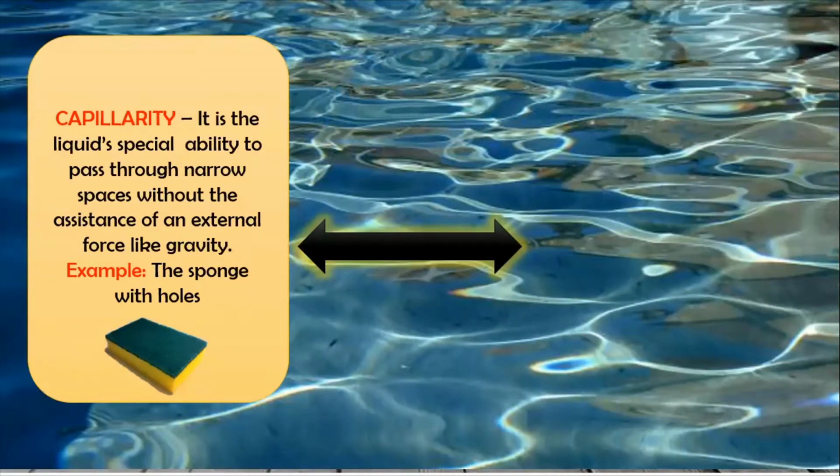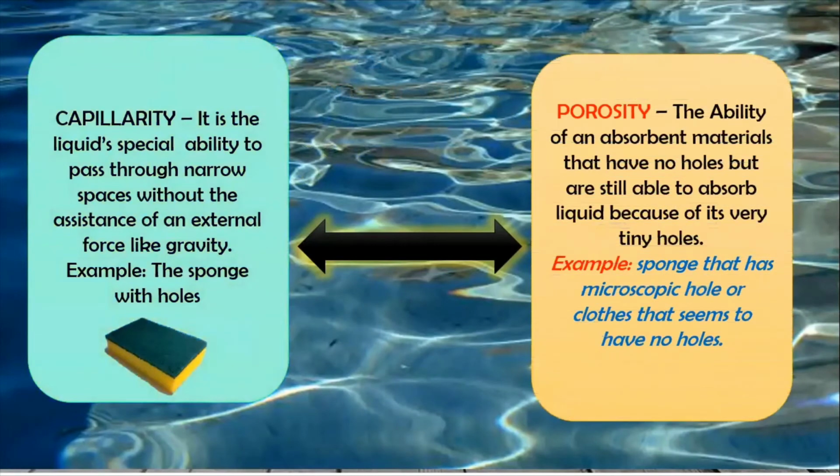And there are also materials that have no holes but are still able to absorb liquid because these materials have very tiny holes. Let me give you the examples. A sponge that has microscopic holes, or clothes that seem to have no holes. And that ability of absorbent materials is what we call porosity.